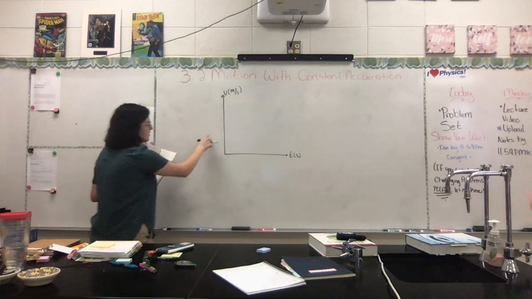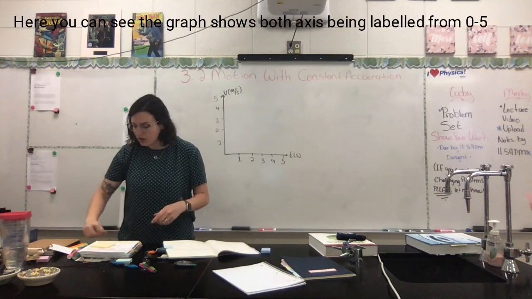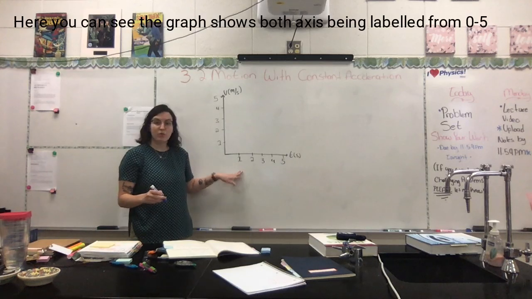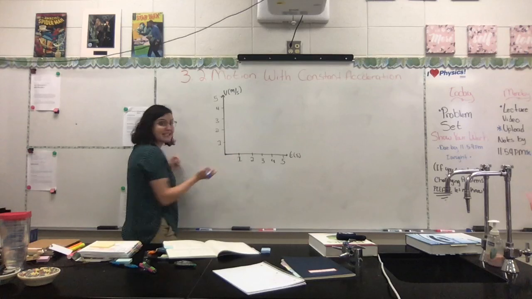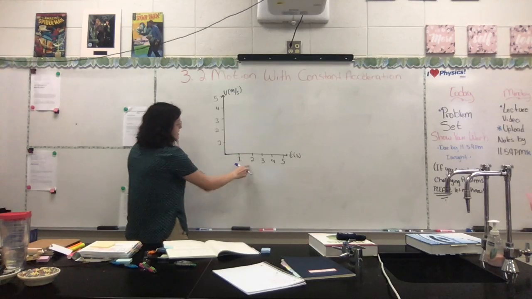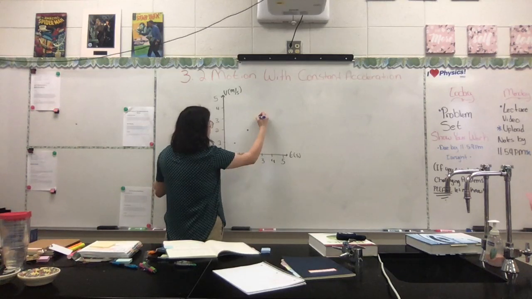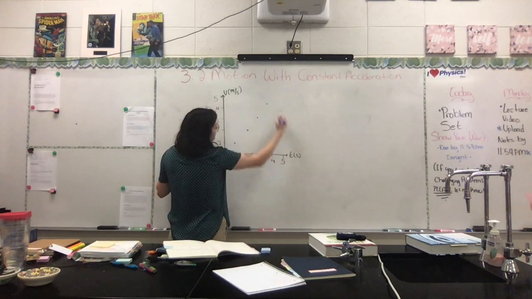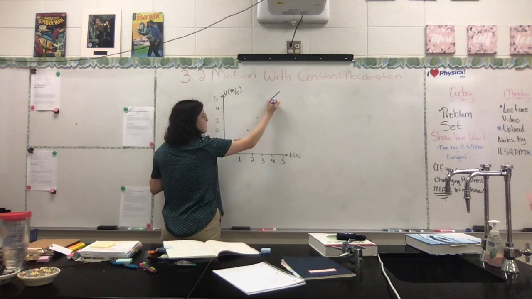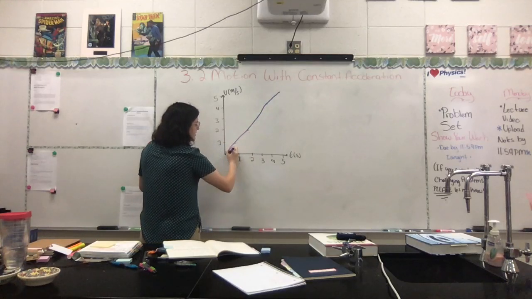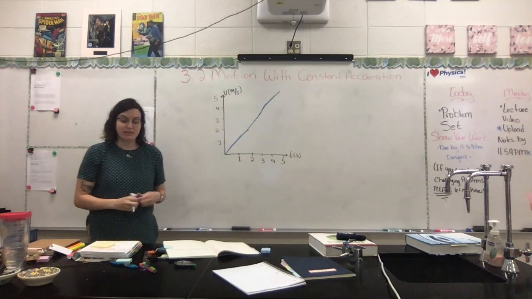Our time and our velocity are both going to go from 0 to 5. And it looks like every 1 second, we increase by a meter per second. So at time t equals 0, we're at 0. At t equals 1, we'll be at 1. Then at t equals 2, we'll be at 2, then 3, then 4, then 5, and so on. And it'll give us this really nice linear progression.